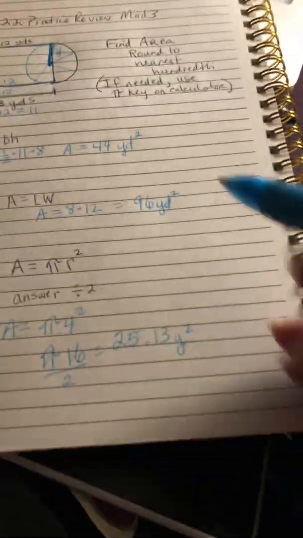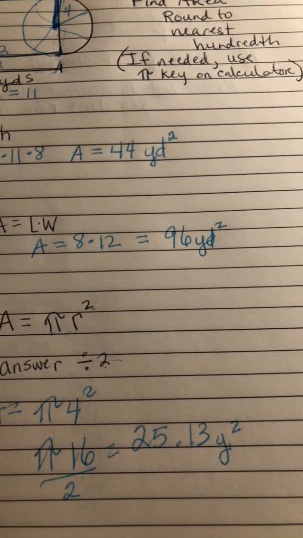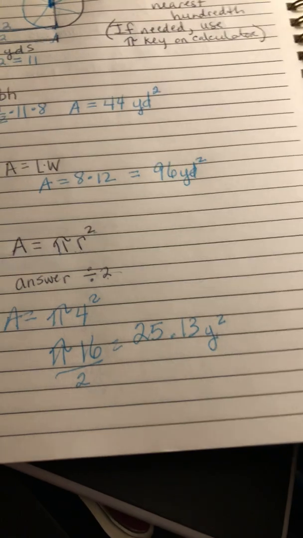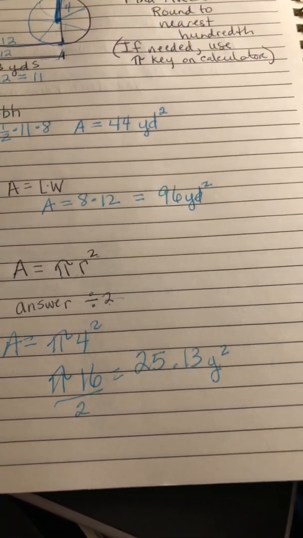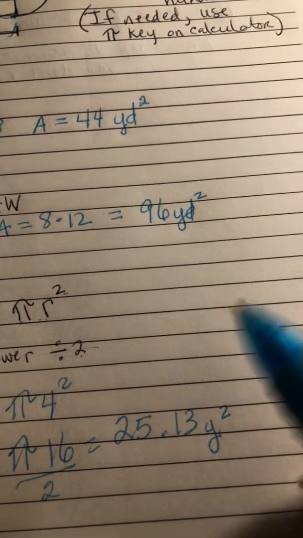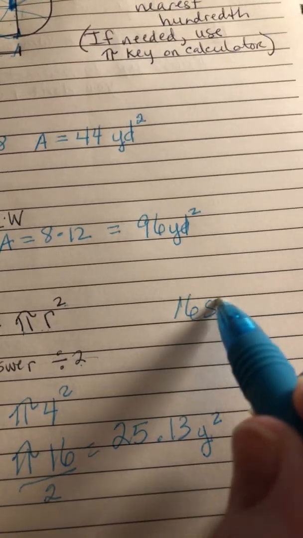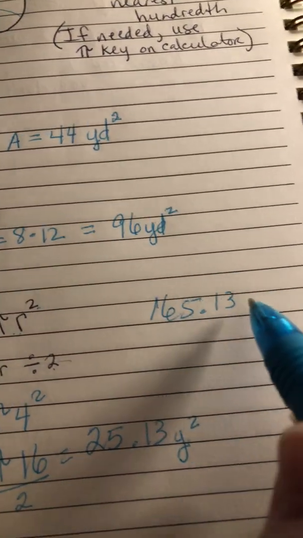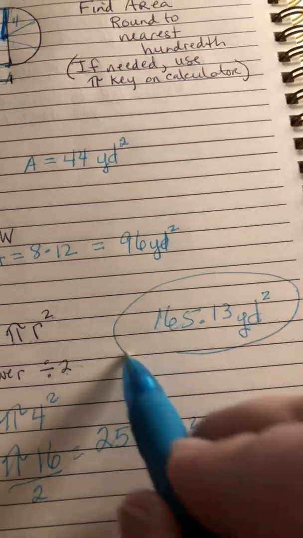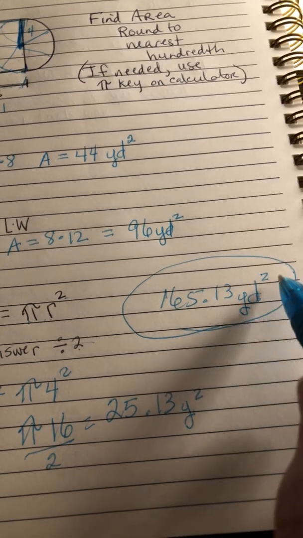Alright, so now we know the area of each piece, so let's just add them together. We have 44 plus 96 plus 25.13. And so now we have 165.13. 165.13 yards squared, because area, no matter what it is, is always squared.